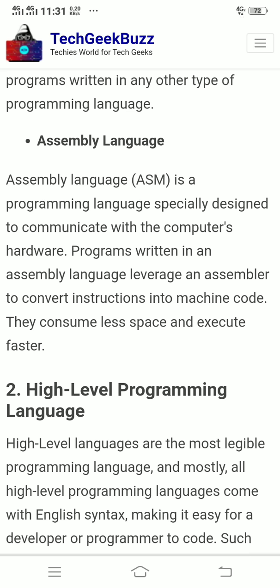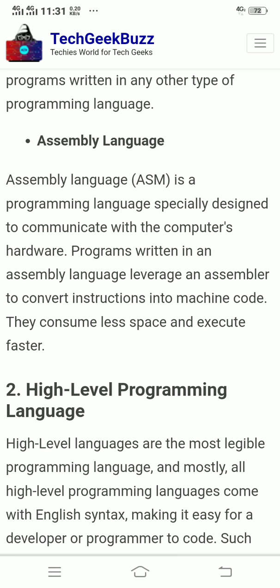Assembly language is another type of low level programming language. Assembly language (ASM) is a programming language specially designed to communicate with the computer's hardware. Programs written in assembly language are later converted by an assembler into machine code. They consume less space and execute faster.